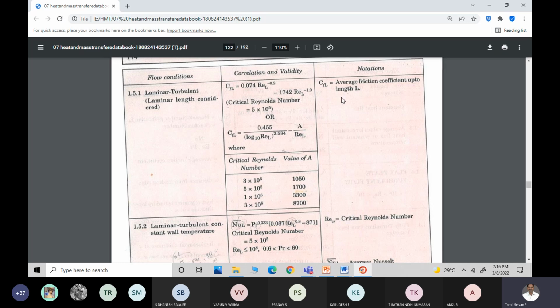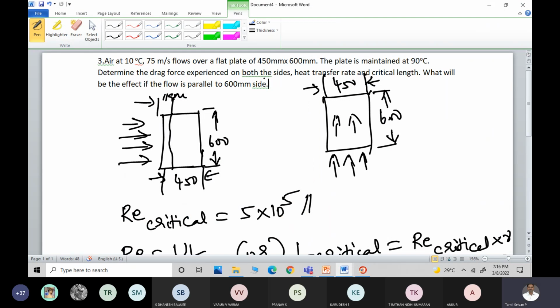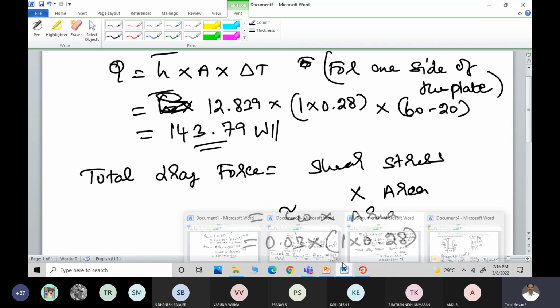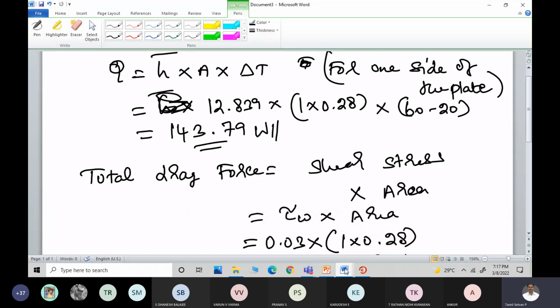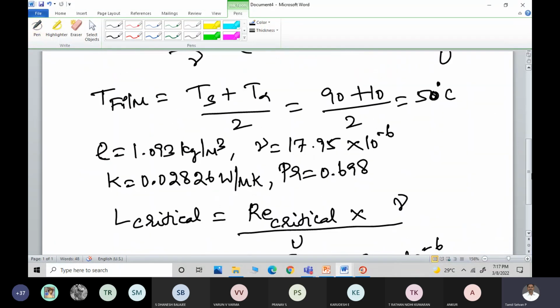But before that, we are expected to find out the average friction coefficient. After getting the average friction coefficient only, we will be able to find out tau W or average shear stress. It is asked right in the question. Drag force is asked. So what is the drag force formula? Drag force formula is shear stress into area. So to get the shear stress tau W, we have to find out the friction coefficient. So many things were asked in this problem.